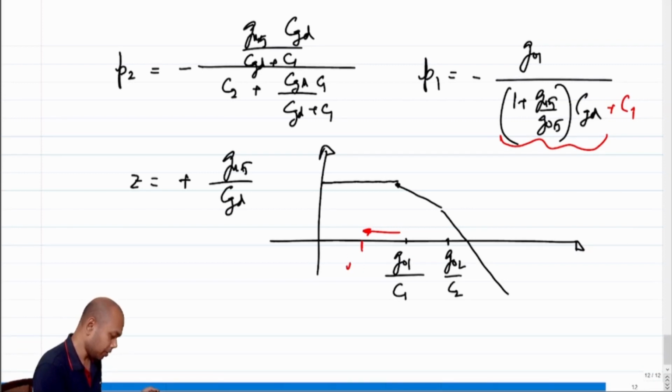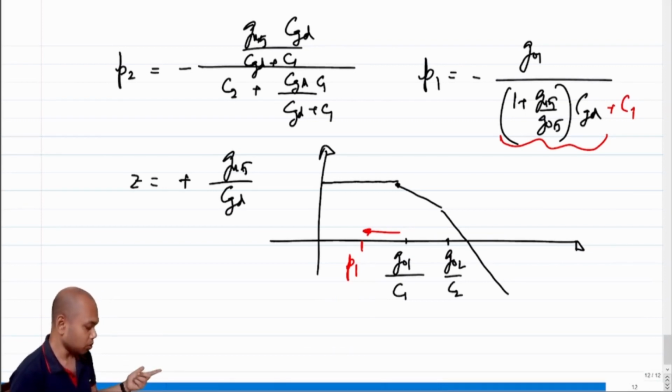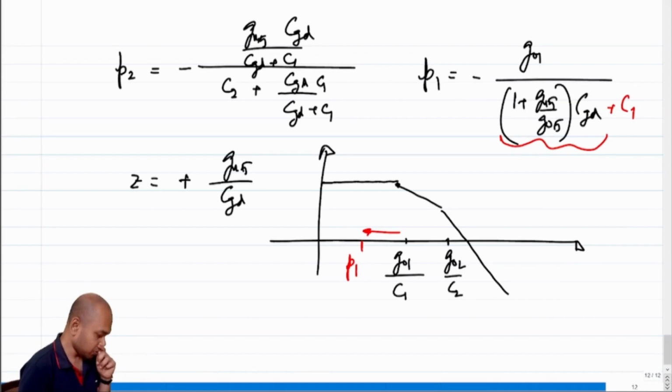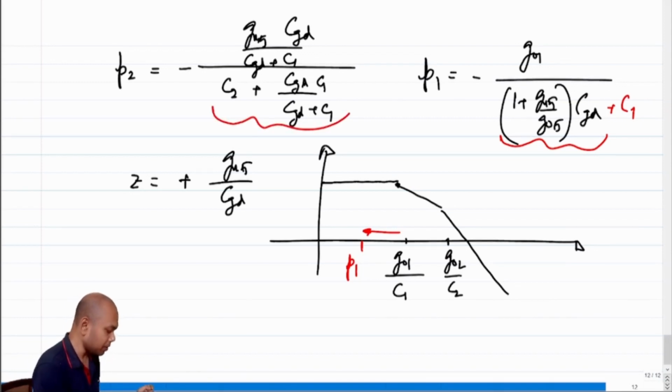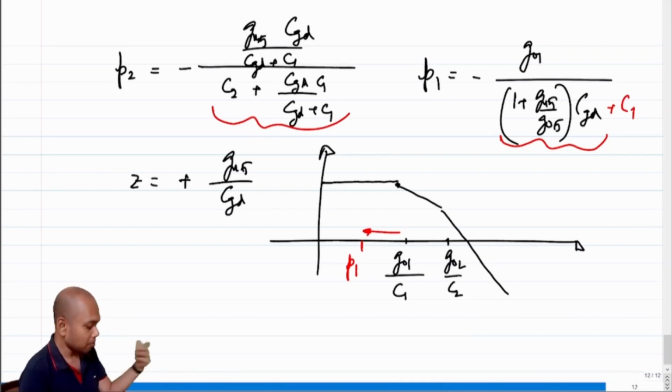So this becomes P1 in the presence of CGD. What happens to P2? A very interesting thing happens to P2. The new denominator of P2 more or less remains the same, right? Maybe the denominator is increased from C2 plus something, but what has happened to the numerator? The numerator is now a function of Gm5, right?